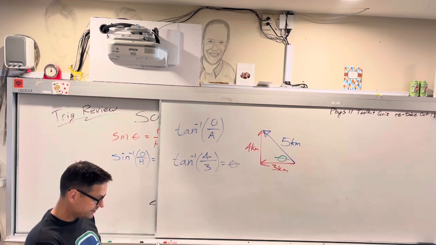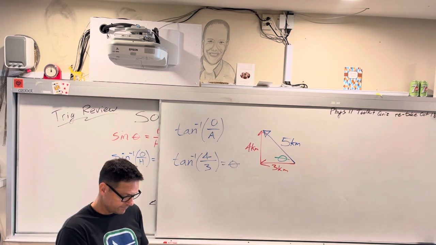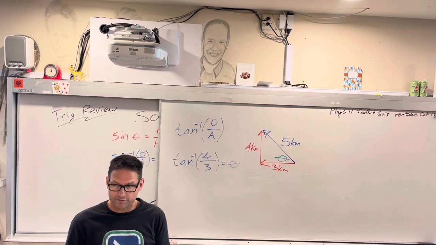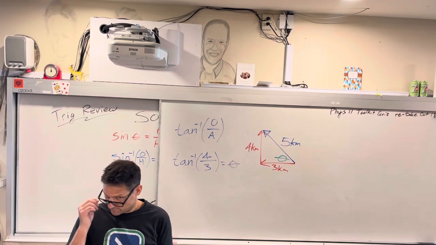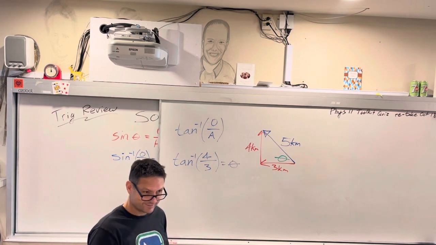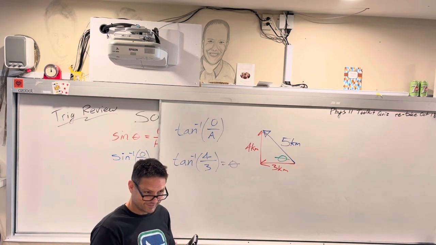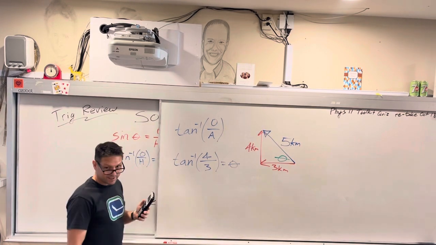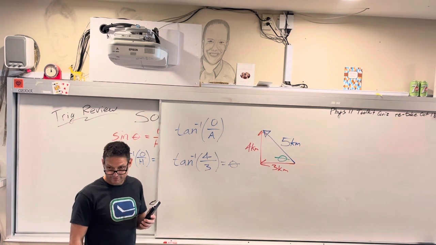So you do second tan, 4 divided by 3, and you hit enter. You should get, yeah. Oh, okay, fine. Who has the answer? 53.1. Gemma.